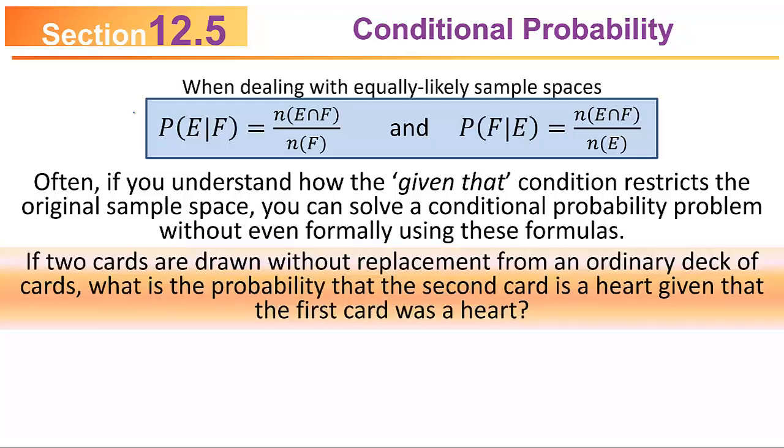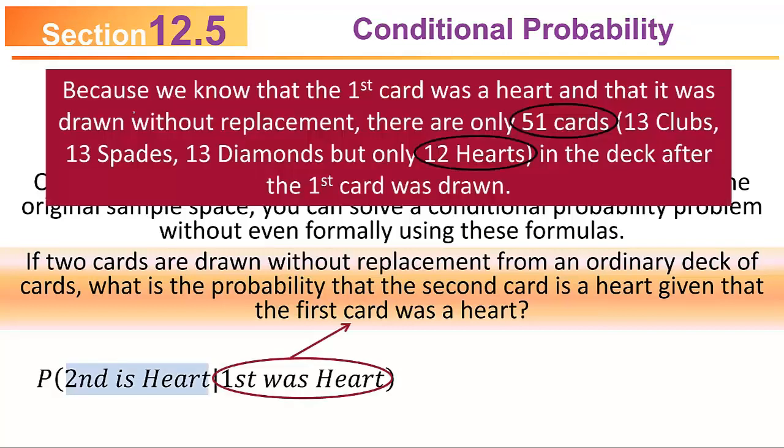For example, if I told you that 2 cards are drawn without replacement from an ordinary deck of cards and asked you the probability that the second card is a heart given that the first card was a heart, I contend that you can solve these problems really without having memorized these formulas. They're asking me for the probability the second card is a heart given that the first was a heart. Well, if I'm given that the first card was a heart, that reduces my sample space.